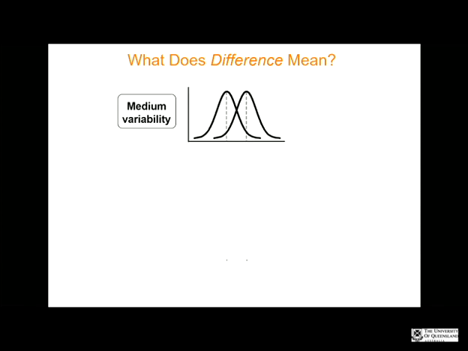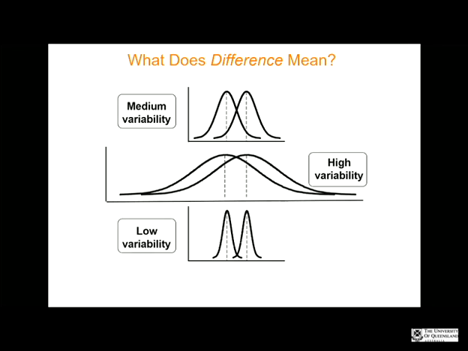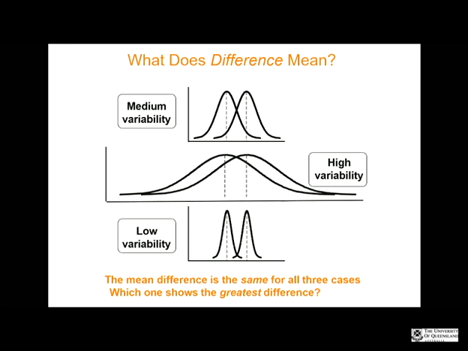We could have medium variability, we could have high variability, a much larger spread, or we could have low variability. Now each of those has the same distance between the mean of our treatment group and our control group. See that? The same difference, but we've got a wider spread. So which one do you think shows the greatest difference? Does anyone want to take a guess? Which one is most different?